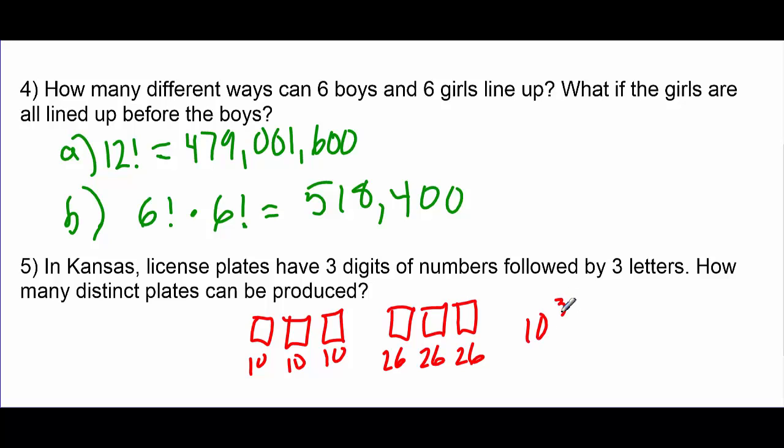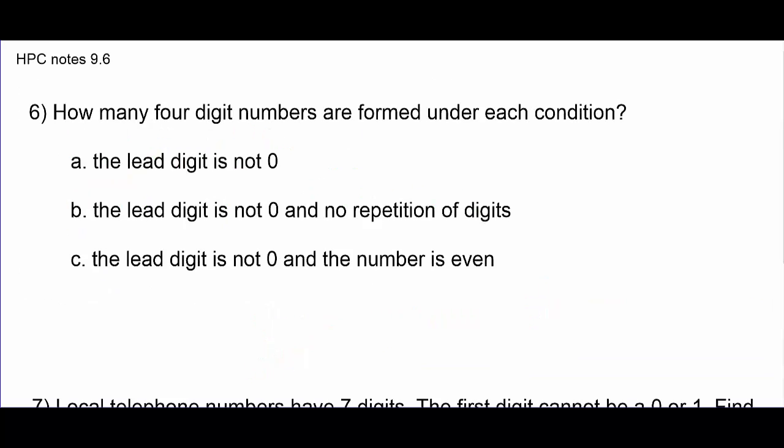And when we want to know the total possibilities, I'm doing 10 times 10 times 10 times 26 times 26 times 26, and we get a pretty significant number here: 17,576,000. And it should be pointed out that's significantly more than the population of Kansas. So if we stick with that method, we should have enough plates, even though some of them we don't use for obvious reasons.